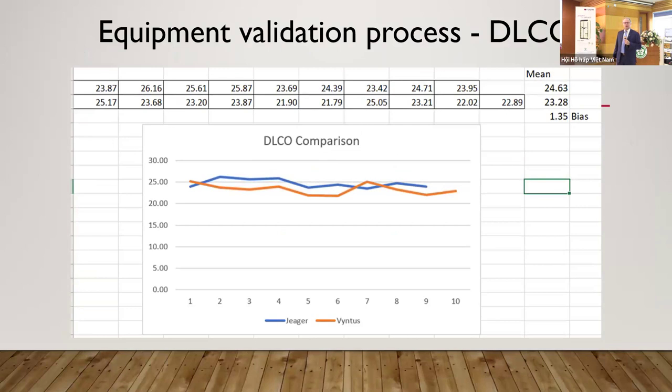And you can also do that validation process. So you onboard a new piece of equipment with DLCO, you have the comparison between the old system and the new system in a normal subject, your normal BioQC person, and you can end up with biases of 1 to 2 or 3 units just based off of the different systems that you're using. So it's important to characterize this before you assume it's a patient difference and it's just an instrument difference.